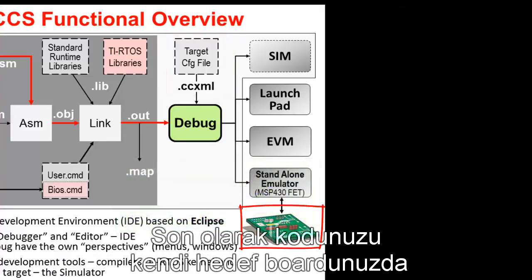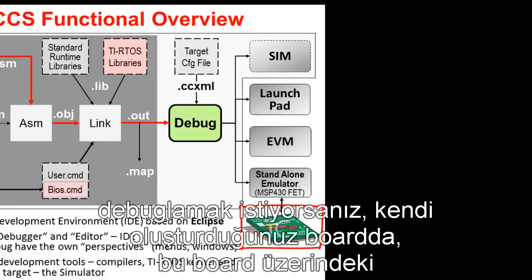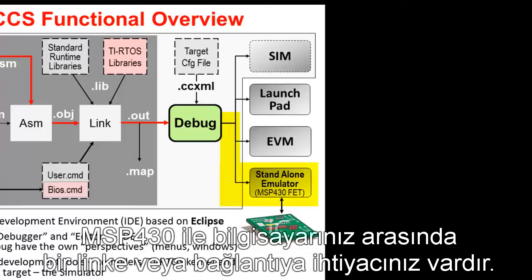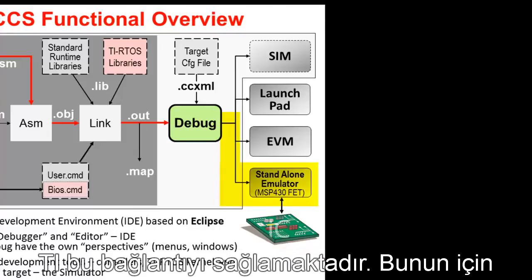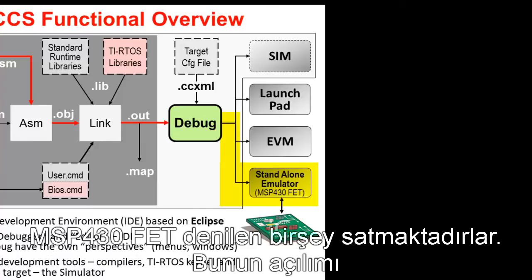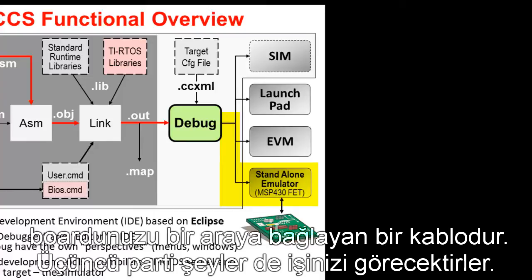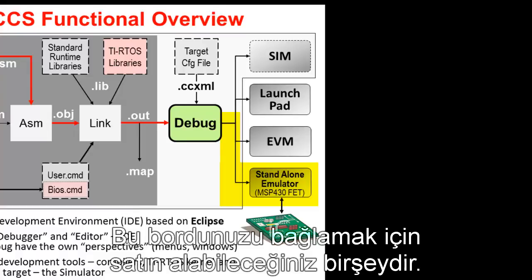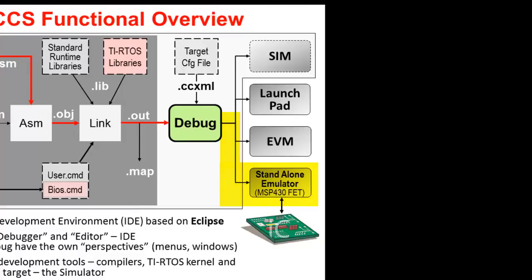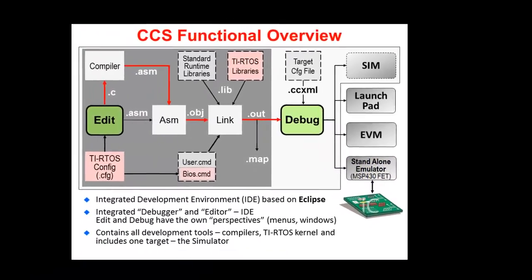Finally, if you want to be able to debug code on your own target board, a board you built, you're going to need to have a link or a connection between the msp430 on that board and your computer. TI provides this connection. We sell something called the msp430 FET. I think that stands for Flash Emulation Tool. But it's a cable and a little pod that lets you connect your computer and the board together. Some of our third parties also create something similar. This is something you can buy if you want to connect your own board up. At some point along in your design, you'll probably need to do that.